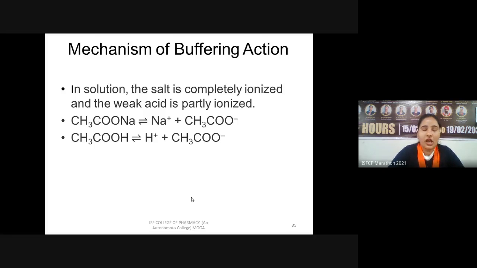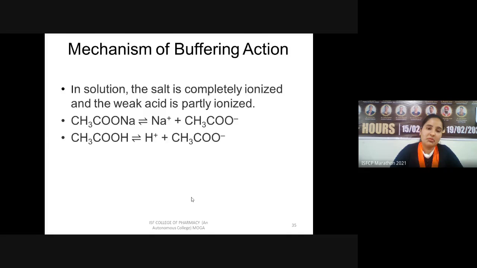Now, let us discuss the mechanism of buffering. We will be discussing the mechanism of buffer solutions. In the solution, the salt as well as the weak acid ionize. We will consider here the acidic buffer, which was prepared by mixing acetic acid and sodium acetate. So what is going to happen? Acetic acid is going to act as an acid, it will release H positive ions and form the acetate ion.